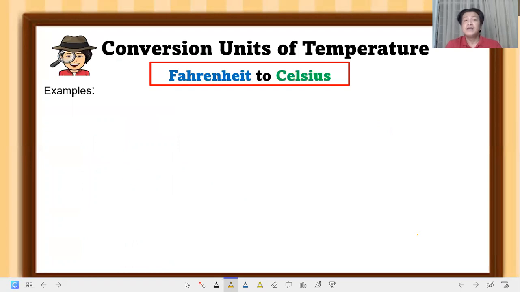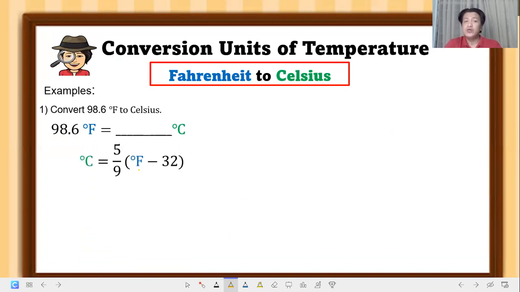Okay, let's have pa-reverse naman. Fahrenheit, gagawin natin siyang Celsius. Okay, let's have number 1 example. Convert 98.6 degrees Fahrenheit to Celsius. Okay, isulat muna natin sa given natin. And then you are going to write the formula. Remember, you have to subtract the given by 32. Then, yung difference nun, multiply mo by 5 over 9. Okay? And then you are going to replace or substitute yung given na Fahrenheit dito. That is 98.6. Tsaka mo i-subtract by 32.